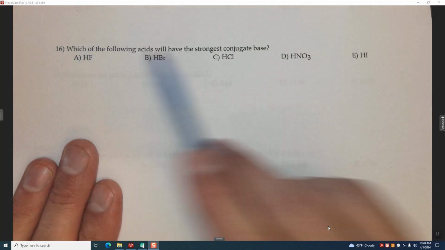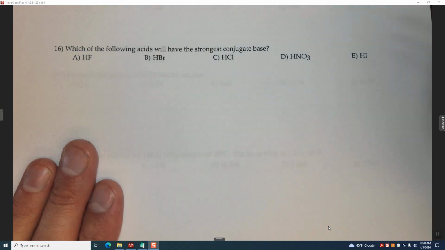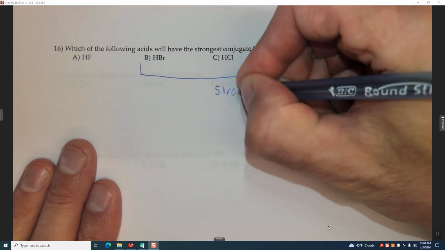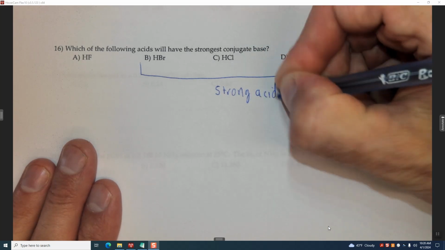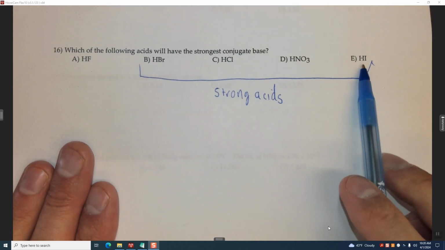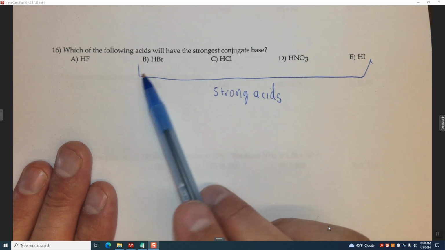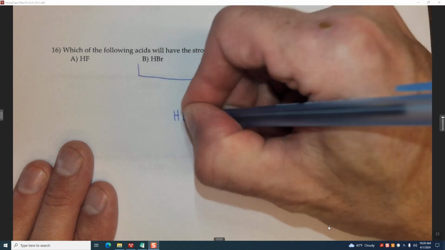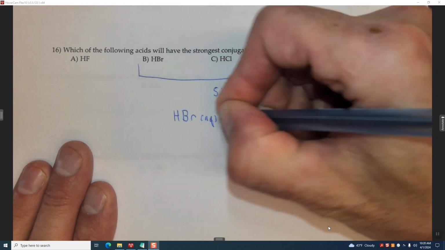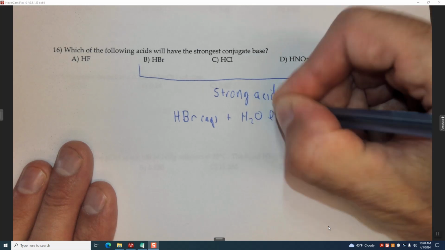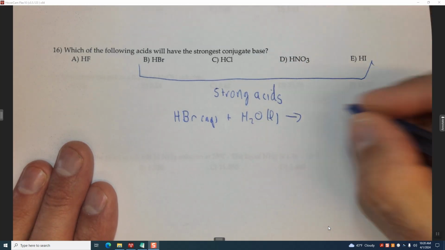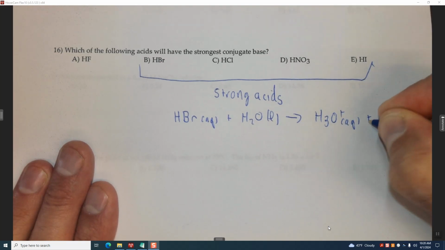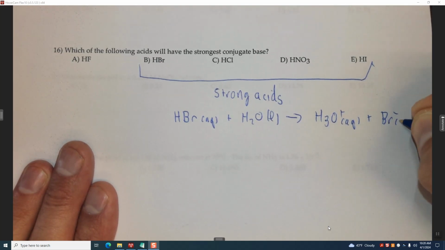Number 16 says, which of the following acids will have the strongest conjugate base? Well, if you look at these acids here, these ones are all strong acids. So their conjugate bases are going to be neutral because they're strong acids, which means that if you have these things in solution, I'm going to take HBr as my example here, aqueous, and we add it to H2O liquid, it's not an equilibrium reaction. You end up with H3O+ aqueous plus Br- aqueous.